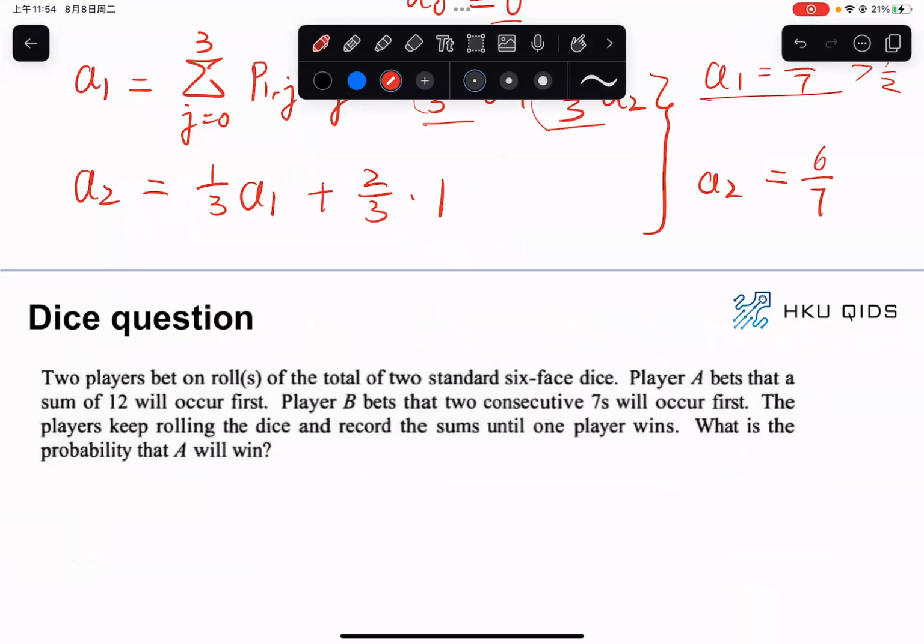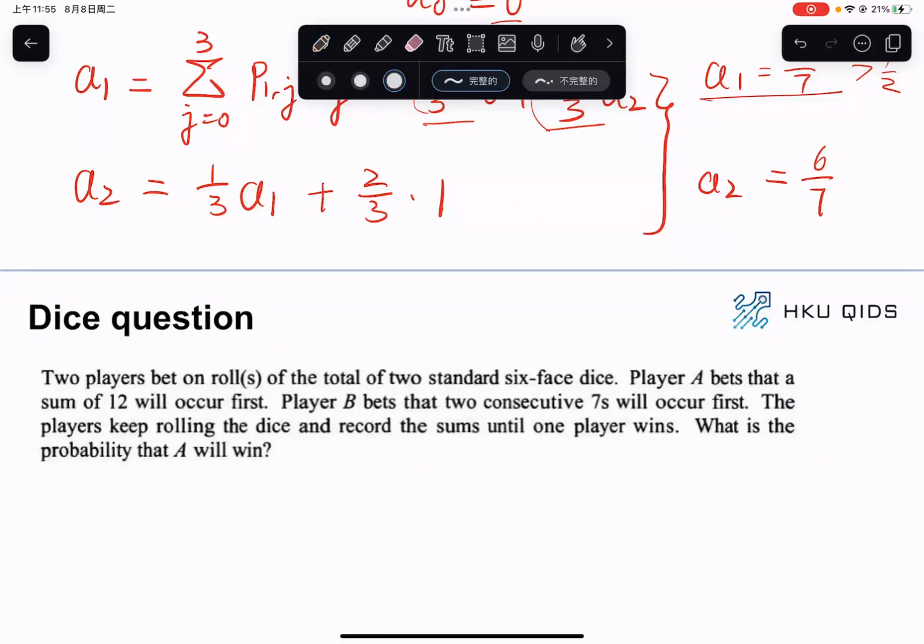Two players bet on rolls of the total of two standard 6-faced dice, and player A bets that the sum of 12 will occur first, and player B bets that two consecutive 7s will occur first. The players keep rolling the dice and recording the sums until one player wins. What is the probability that A will win?